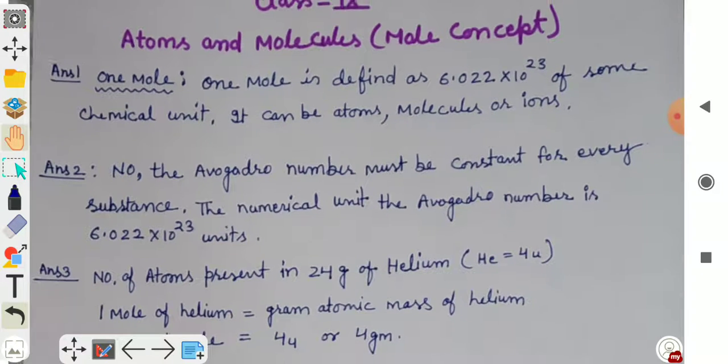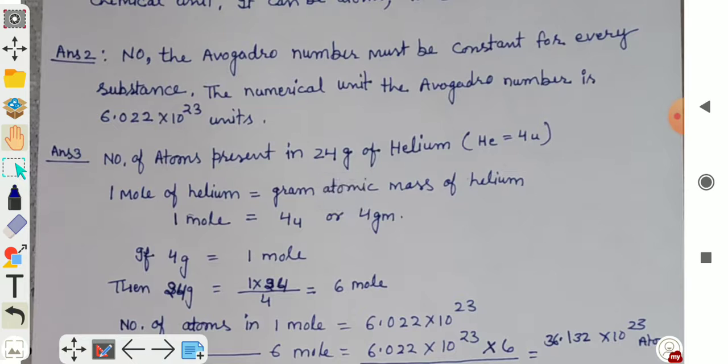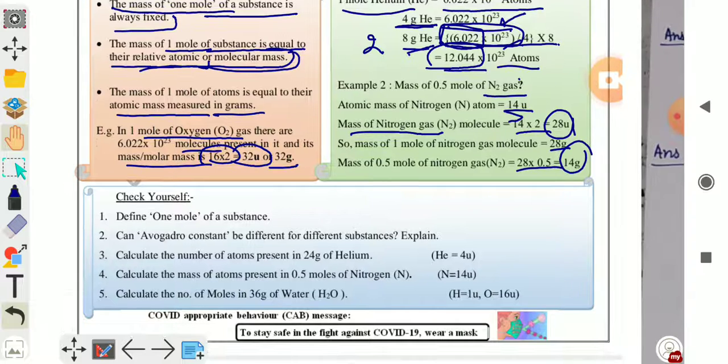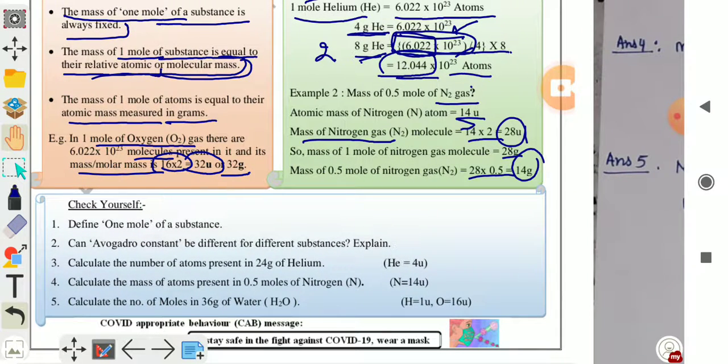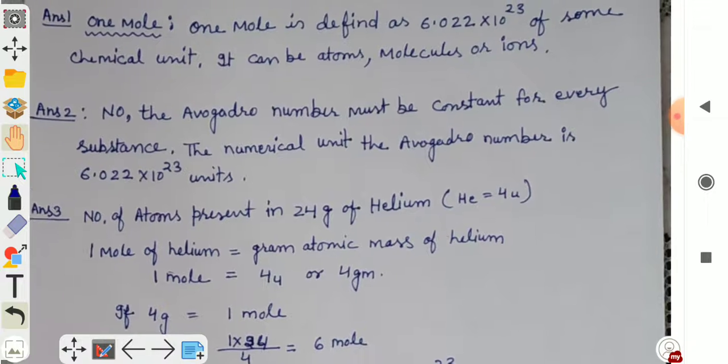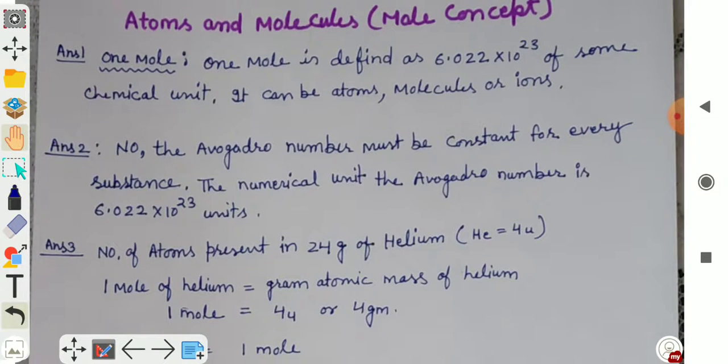Question number 2. Answer of question number 2 is, the question is, can Avogadro constant be different for different substance? No. Avogadro constant is same for all the substance. So answer 2 will be no. The Avogadro number must be constant for every substance. The numerical value of the Avogadro number is 6.022 into 10 raised to the power 23 units.